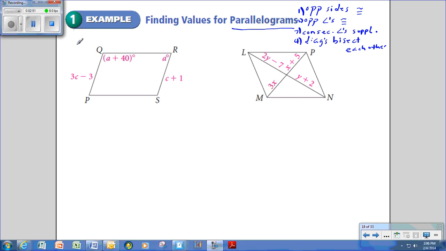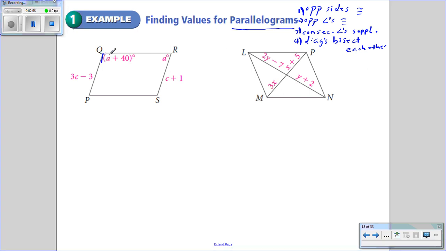So looking at this first example on the left, I noticed that angle Q and angle R are consecutive angles. So I know that these two angles, angle Q plus angle R, are going to add up to 180. So I'm going to take the expressions for those two angles and plug them in. So A plus 40 plus angle R, which is A, total 180. I'm going to go ahead and solve this using algebra.